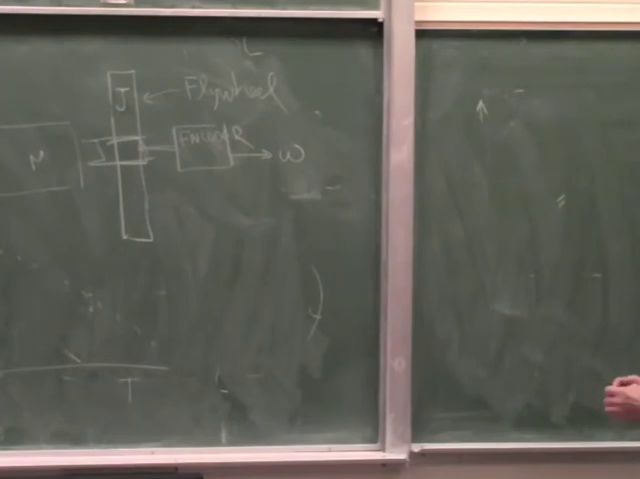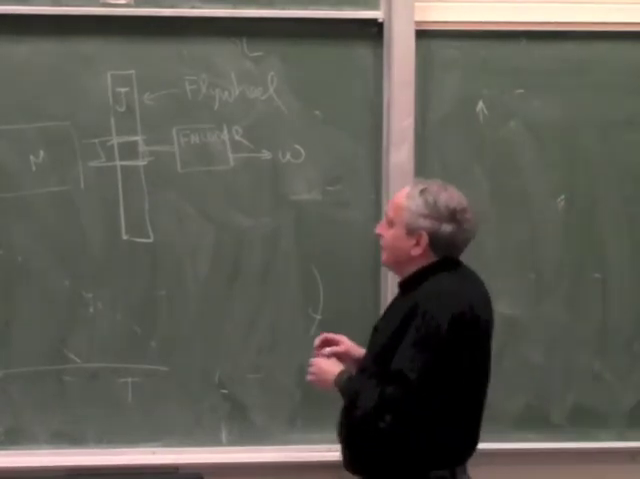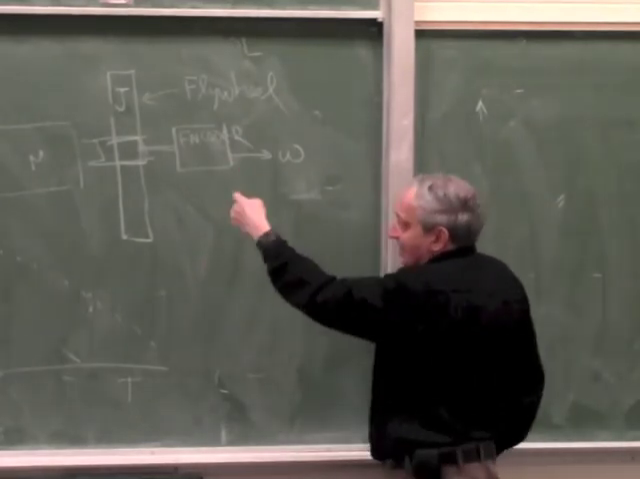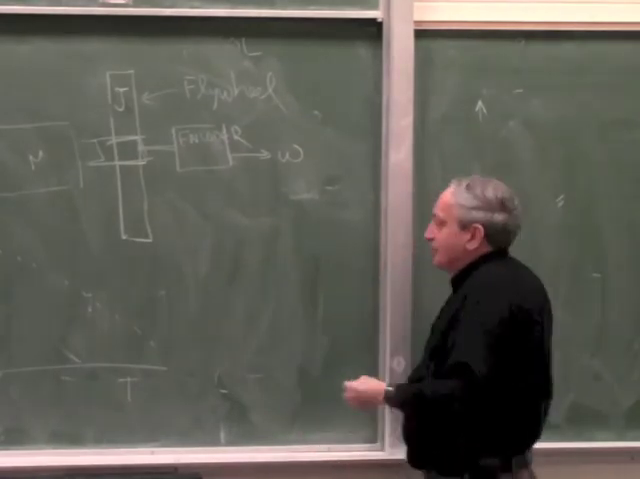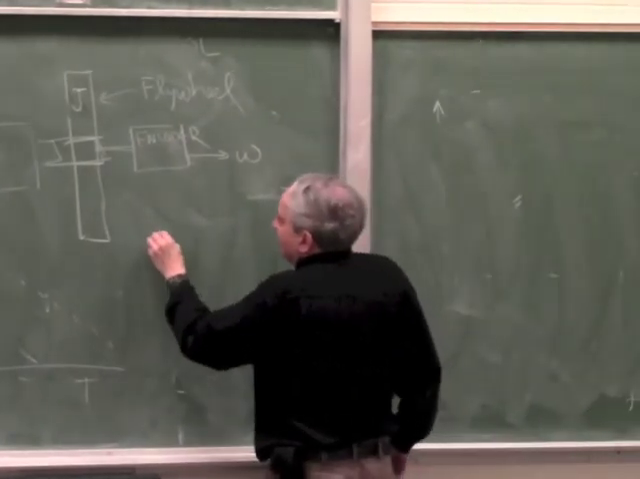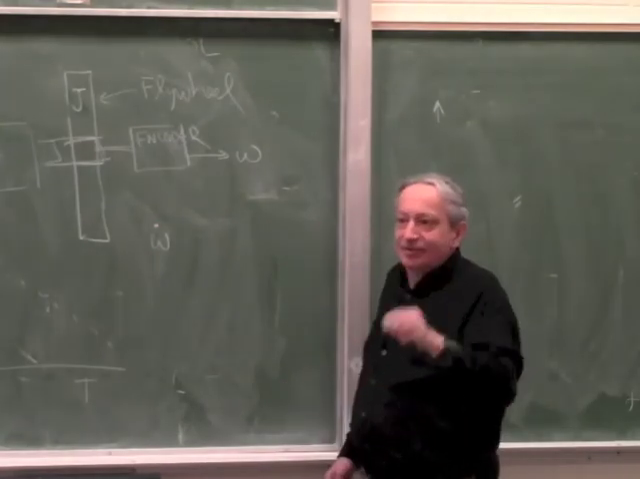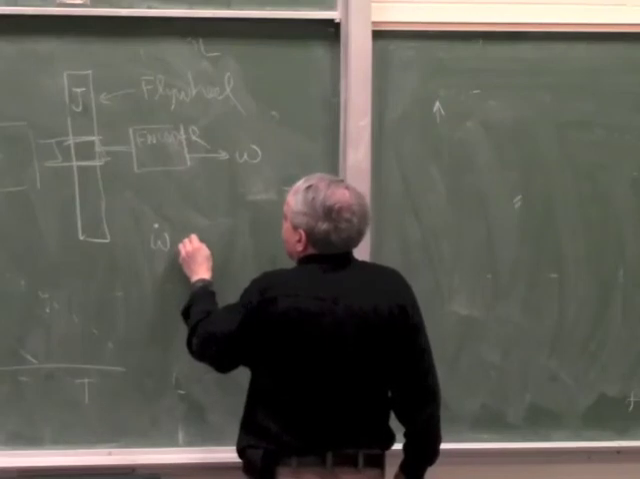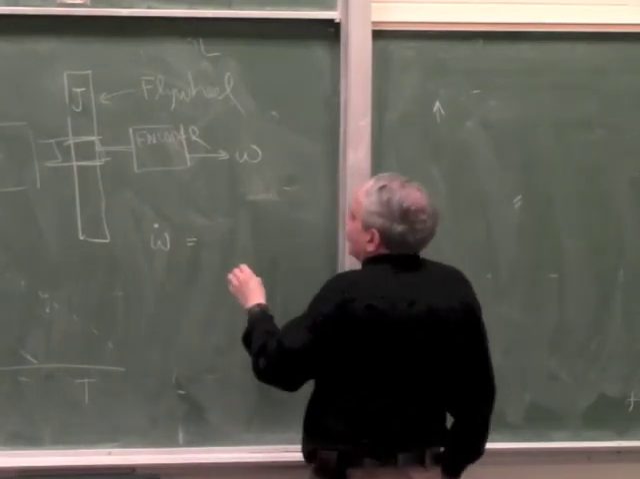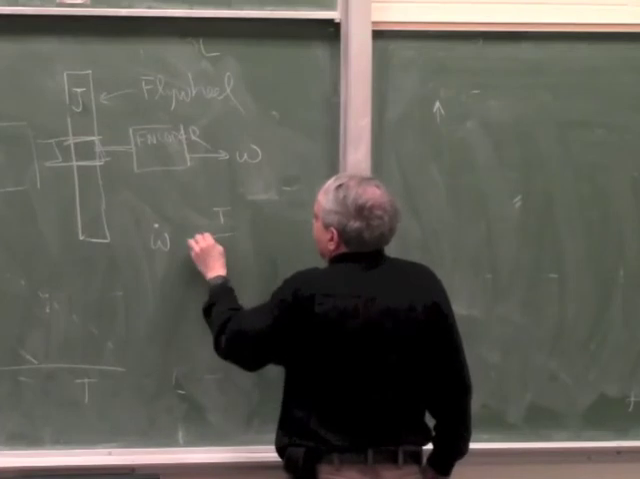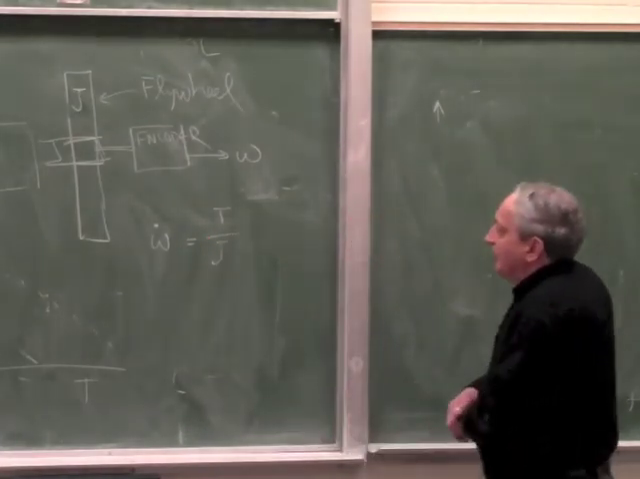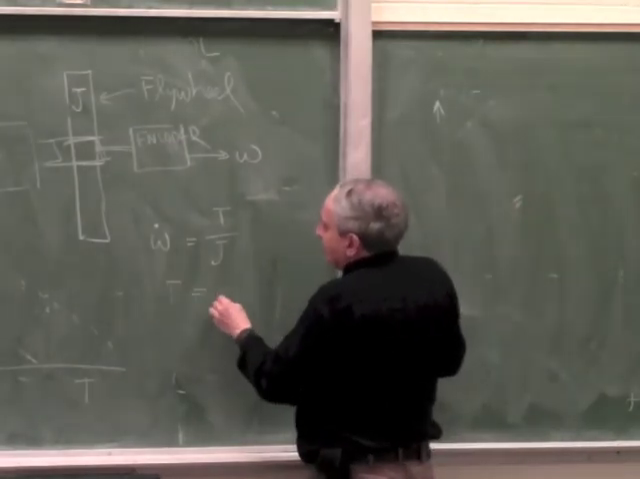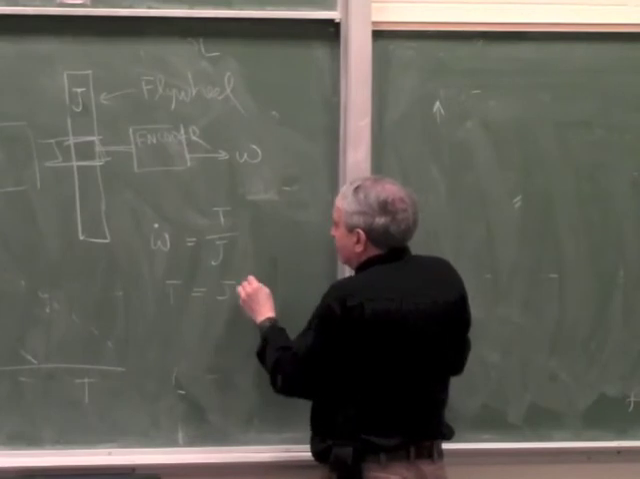No, it turns out a much smarter trick, because if you look at it, the rotational acceleration, let's call it omega dot. Are you familiar with the dot and double dot? Okay, so omega dot is simply the torque divided by J. So basically the torque is simply J times omega dot.